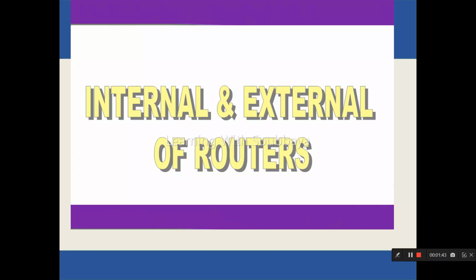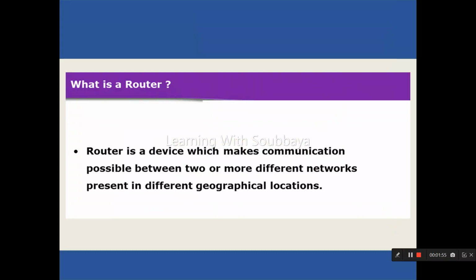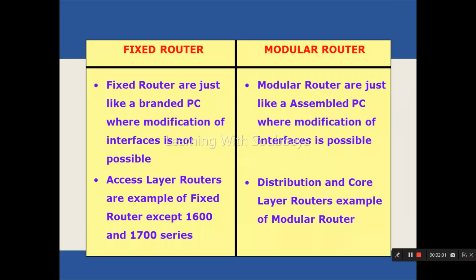Internal components are the components available inside the router. External components are the components available externally. This is the external component we are going to discuss. Clear? We know this router is used for making communication between two different networks. That is the purpose of a router. So routers are classified into fixed routers and modular routers.